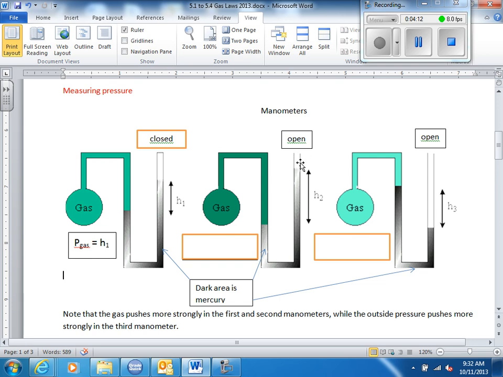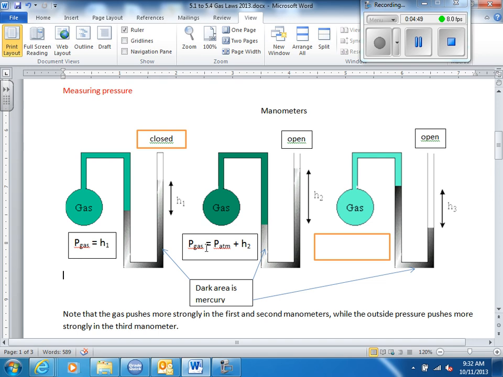In the second one, we have an open container. And again, we have our black grayish mercury here. From here to here is the difference between the outside air pressure pushing down on this manometer tube, whereas the gas pressure is pushing on this end of the mercury. Will the gas be bigger or smaller than the atmospheric pressure? I'm going to think about that. Bigger or smaller? Who's pushing harder, the gas or the atmosphere? Let's see. Hopefully you got that right.